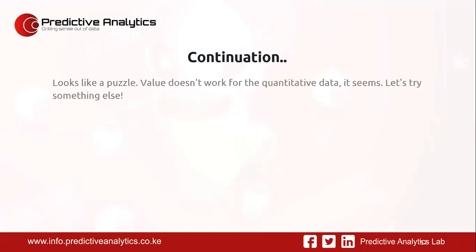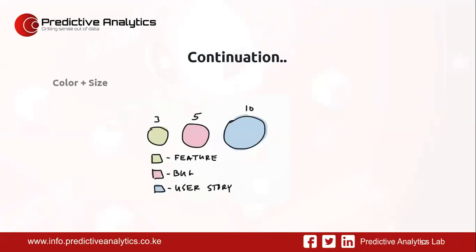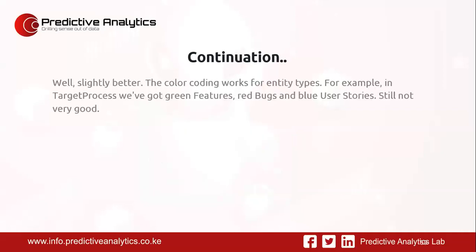Let's try something else. So we try to look at color and size. On screen, we have a feature, bug, and a user story. As you can see on the screen, we have 3, 5, and 10. So we're trying to use size and color to visualize. Slightly better, color coding works for entity types.